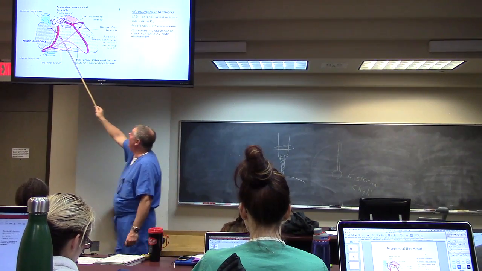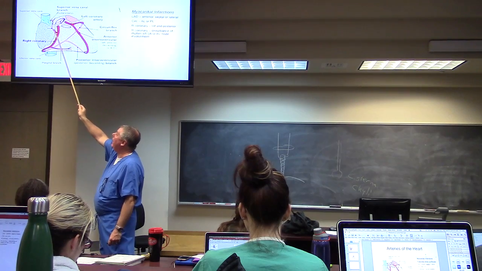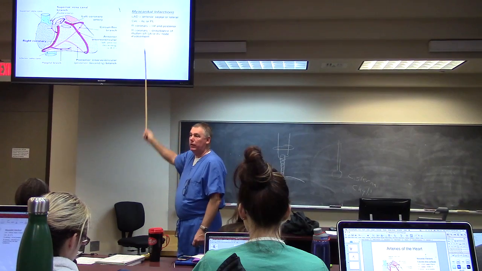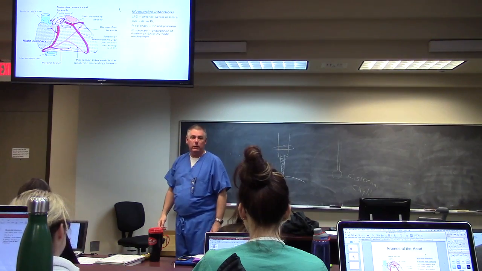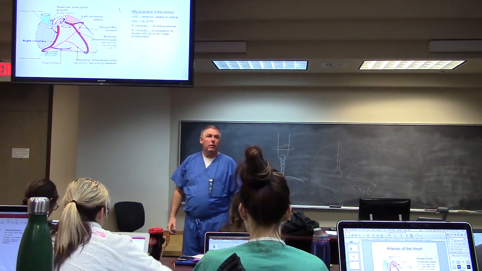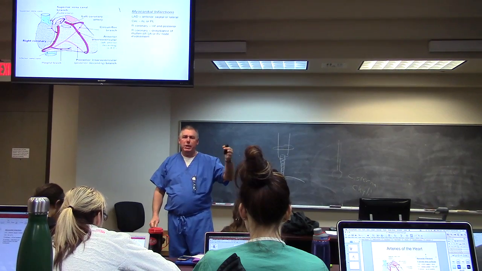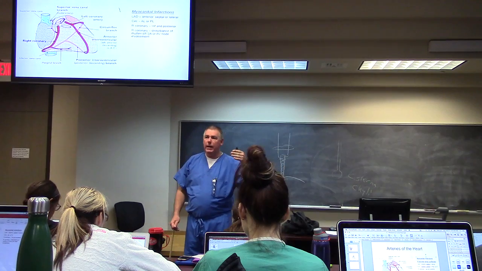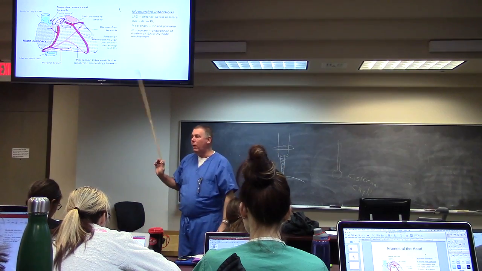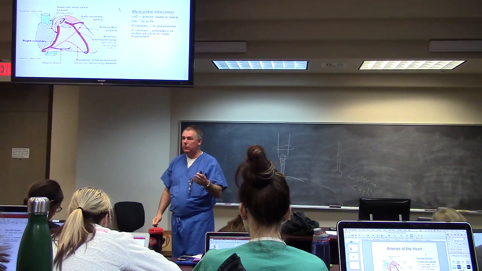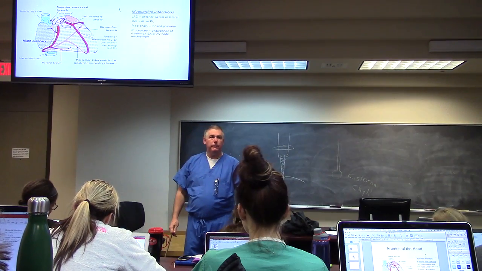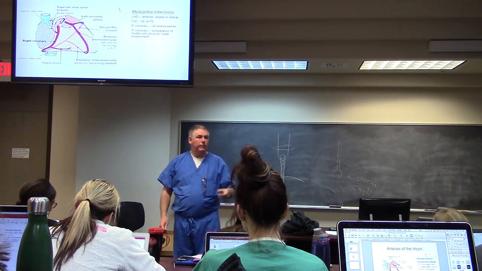And if you block the right coronary up here, and it affects the nodal, you're going to have rhythm disturbances because it's going to affect the pacemaker of the heart. On an EKG, you'll learn this later on, you can look at an EKG and determine what vessel is blocked. It's very apparent. Okay.